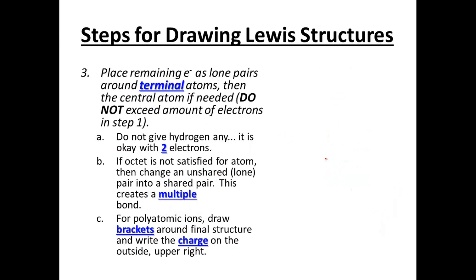So rule 3 says place remaining electrons as lone pairs around the terminal atoms, then to the central atom if needed. Do not exceed the amount of electrons in step 1. Hydrogen's okay with just 2 electrons, so once it's bonded, hydrogen's done. If the octet is not satisfied for an atom, then change a lone or unshared pair of electrons to a shared pair. This creates a multi-bond. We're going to call them double or even triple bonds. And we'll see that in another example coming up.